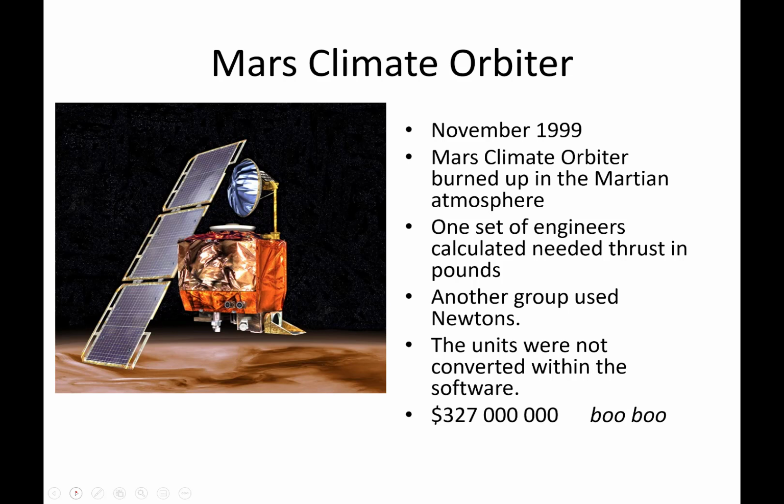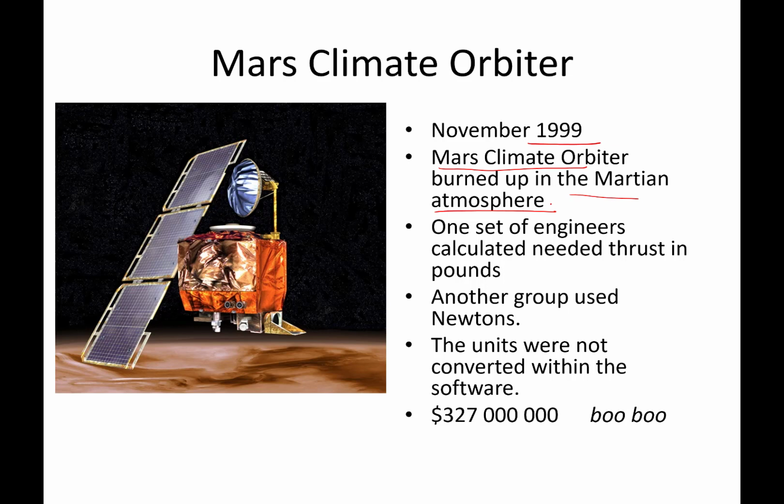I want to tell you a story of how things can go bad even with the most expensive and well-trained scientists. November of 1999, so this is not that long ago, there was the Mars Climate Orbiter, and it actually burned up in the Martian atmosphere as it was trying to orbit the planet Mars. After the autopsy of this probe that went bad, what was found is that multiple groups of engineers and scientists were working on programming this machine.